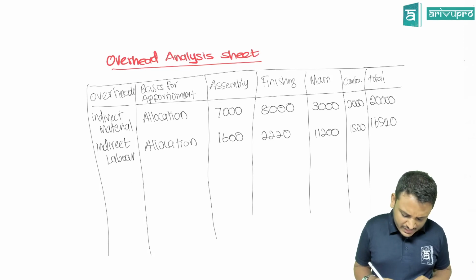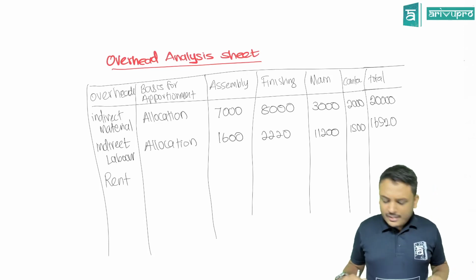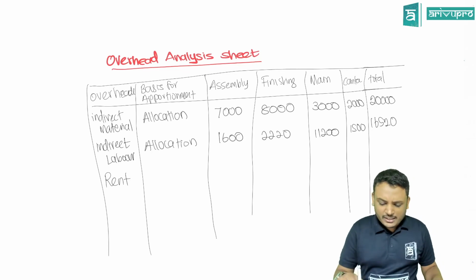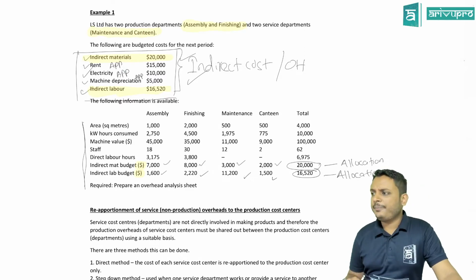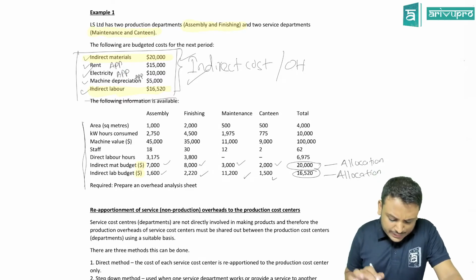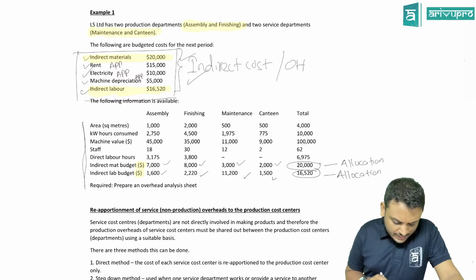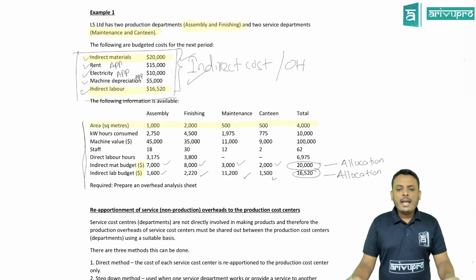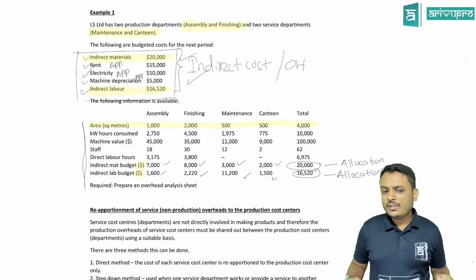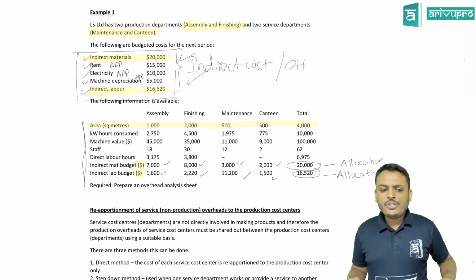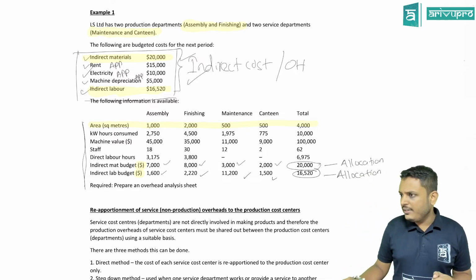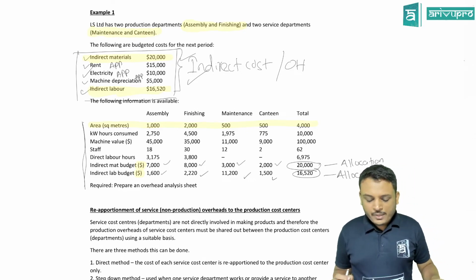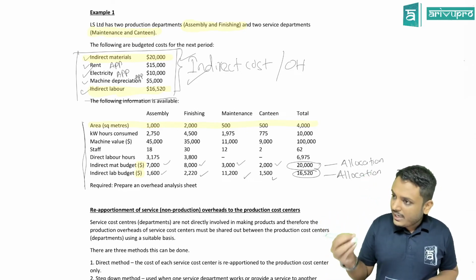So let's take rent. What is the best apportionment method? What is the basis? Here they gave the basis. What is the best basis for rent? Exactly, very good. Square meter area. So if I take the square meter, assembly, how many square meters? 1,000. Finishing? 2,000. Maintenance? 500. Canteen? 500. So concentrate on how we are going to apportion.